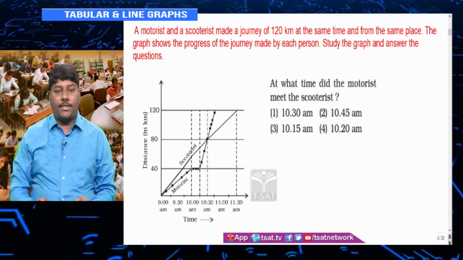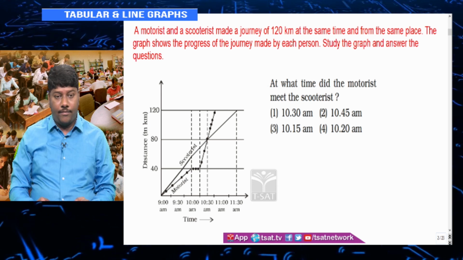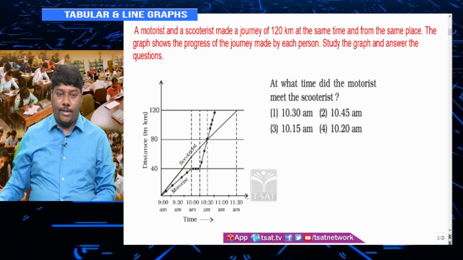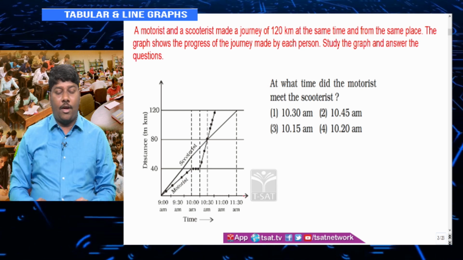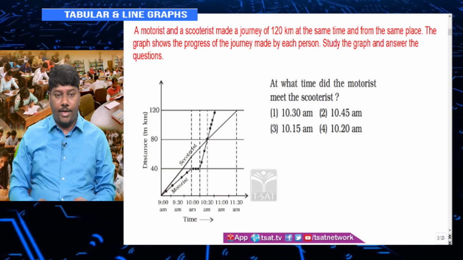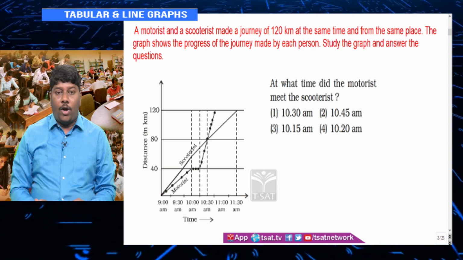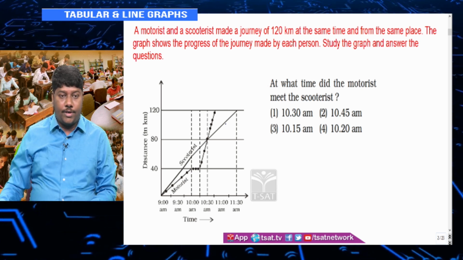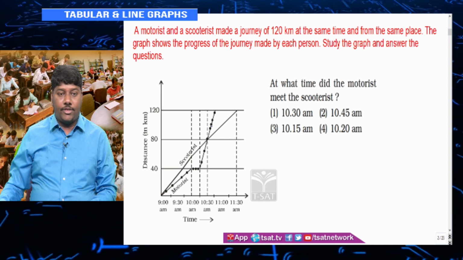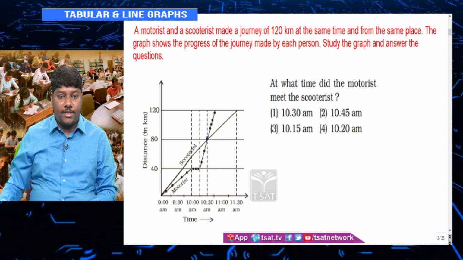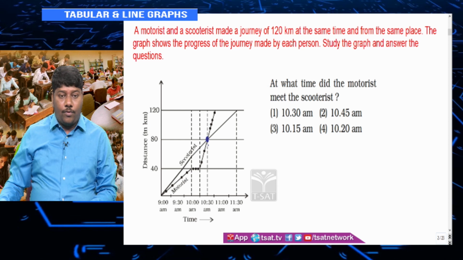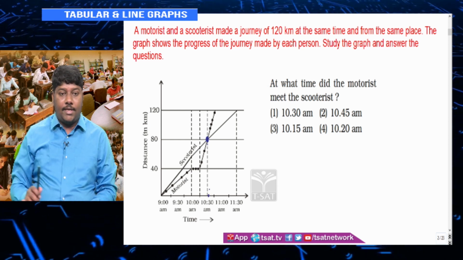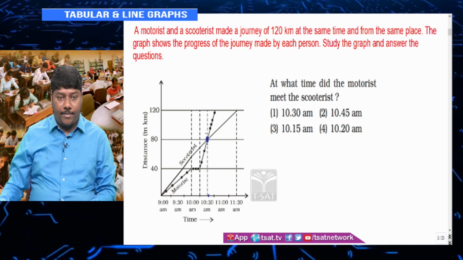Now see, both of them actually started at 9 AM, one ending at 10:30, another ending at 11:30, and both of them covered 120 kilometers. Now see, at what time did the motorist meet the scooterist? We can see this perfect line is the scooterist. This pointed line is actually the motorist. Both of them are meeting at this particular point. So at what time are both of them meeting? Both of them are meeting at 10:30.